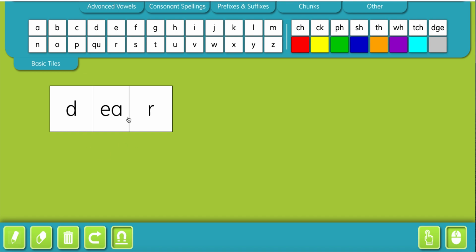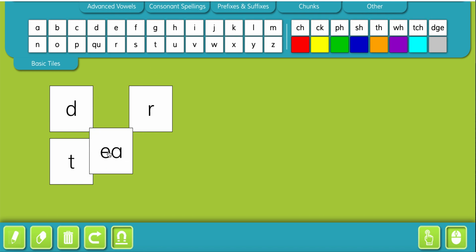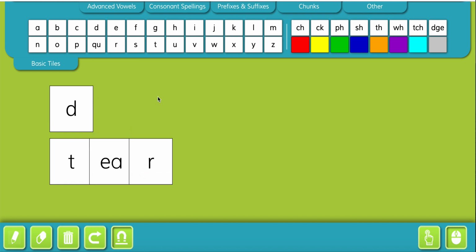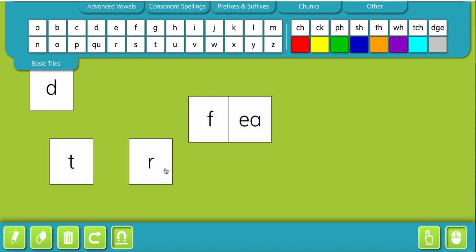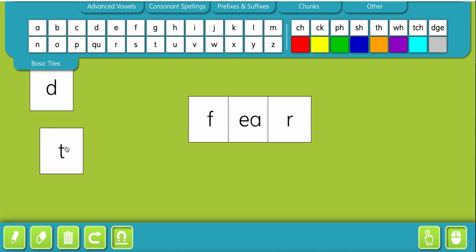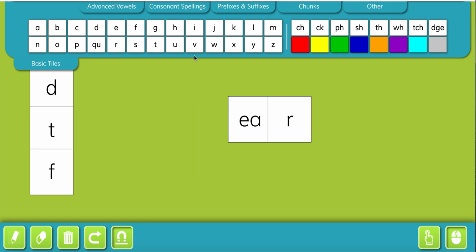All right, we're going to change dear to this. Tear. We're going to change that to fear. Okay, and we're going to change that to rear, like the rear end of a car, the back of the car. Okay, so there are our combinations.